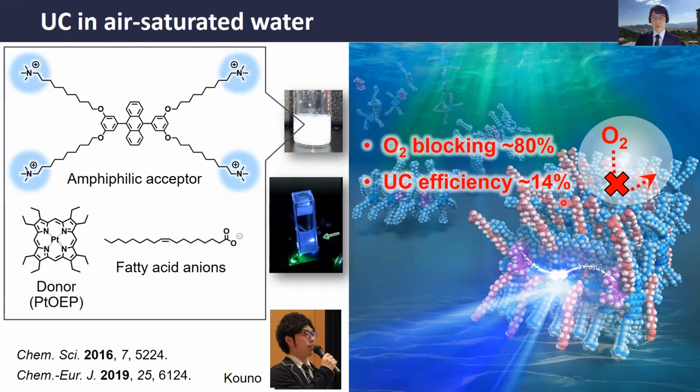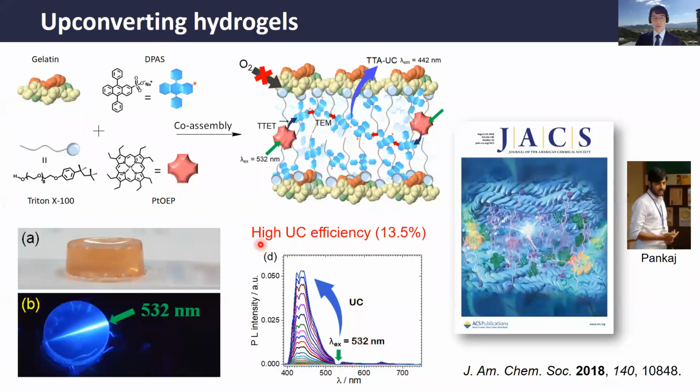Thanks to the dense molecular assembly structure, the oxygen blocking efficiency can be very efficient, 80%, so that we can achieve the high upconversion efficiency of 14%, even in such an air-saturated condition. And we found that this strategy is quite general, so we can also achieve the upconverting hydrogel in air, by just combining this biopolymer gelatin and donor and acceptor in water. And upconversion efficiency can be very high, close to 14% in air.